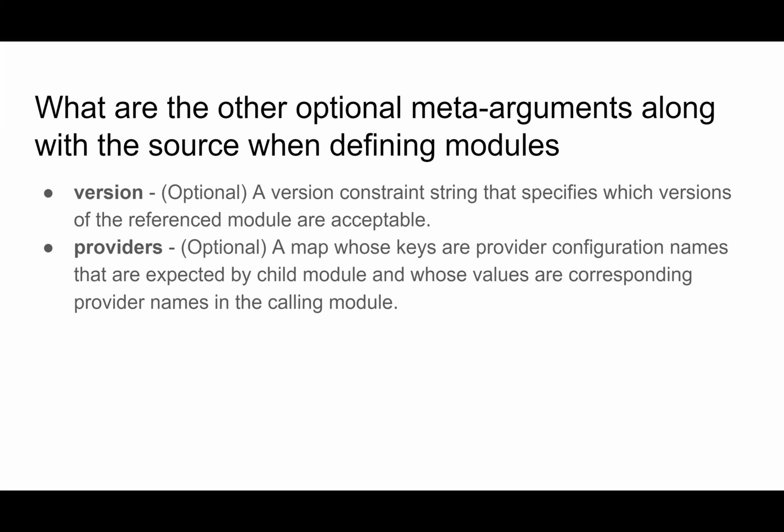What are the other optional meta-arguments along with the source for defining modules? Version. It's recommended to use semantic versioning with modules. We want to specify the correct version to match the version of Terraform that we're using. We can also specify providers. This is a very useful argument. This way we can specify whether we want the module to run in AWS us-east-1 or AWS us-west-2, for example. We can pass in a map of providers.